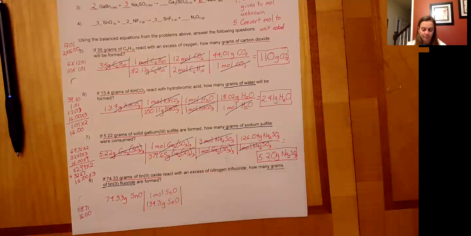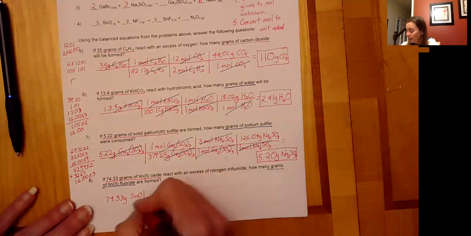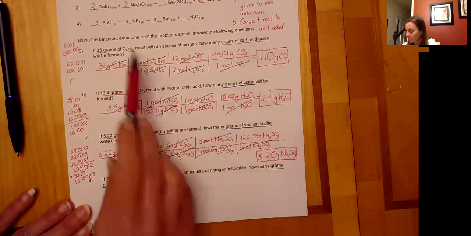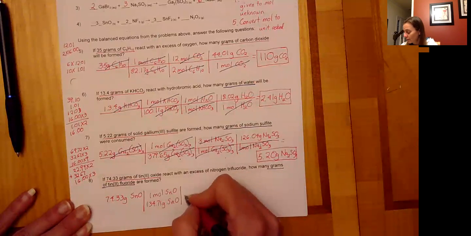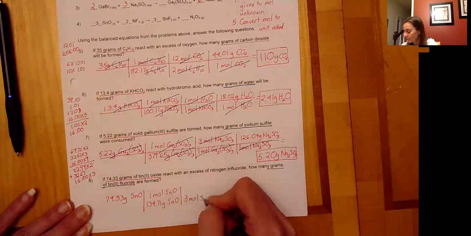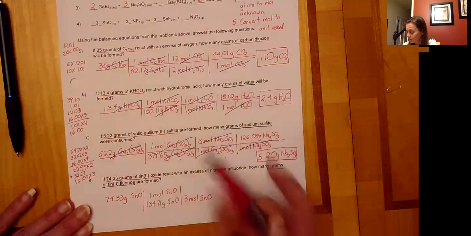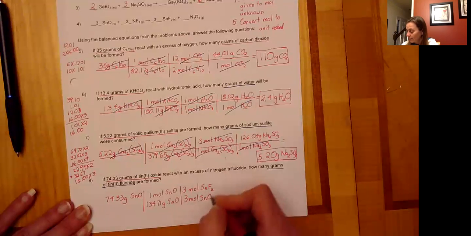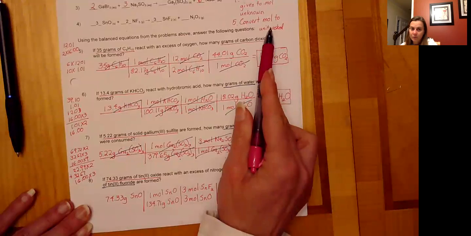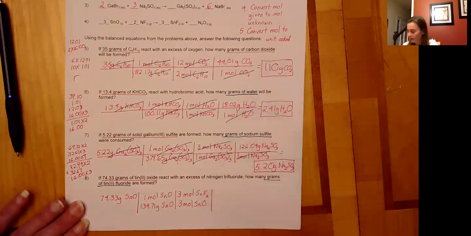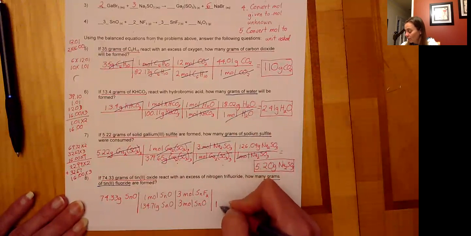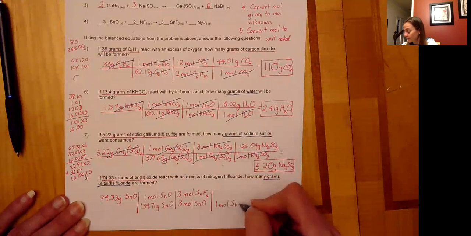And now we're going to convert moles of given to moles of unknown. So in my balanced chemical equation, I have 3 moles of tin 2 oxide, and I have 3 moles of tin 2 fluoride. And then my last step is going to be to convert the moles to the unit that I'm asked to find. And so I'm going to put moles on the bottom, 1 mole of tin 2 fluoride.